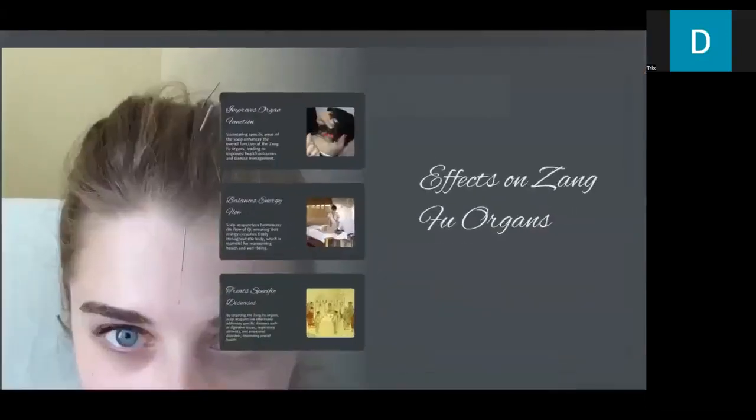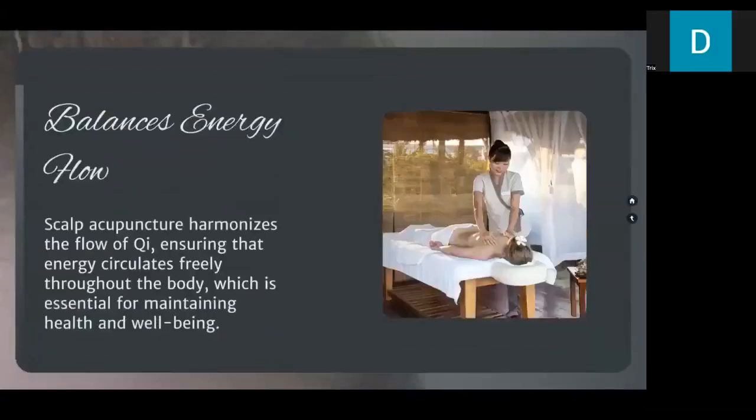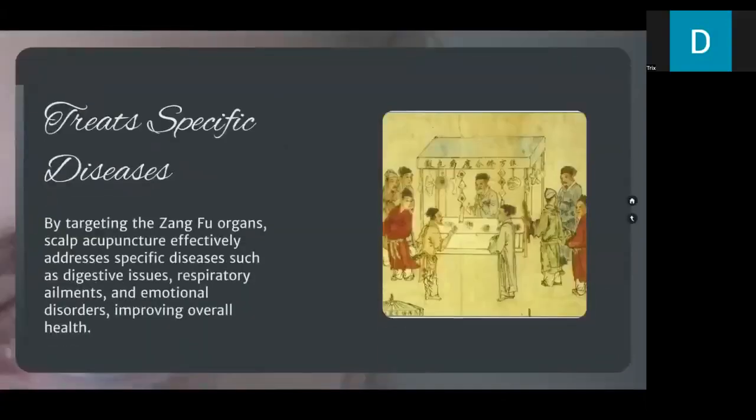Effects on Zhang organs. Stimulating specific areas of the scalp enhances the overall function of the Zhang organs, leading to improved health outcomes and disease management. Scalp acupuncture harmonizes the flow of qi, ensuring that energy circulates freely throughout the body, which is essential for maintaining health and well-being. By targeting the central organs, scalp acupuncture effectively addresses specific diseases such as digestive issues, respiratory ailments, and emotional disorders, improving overall health.